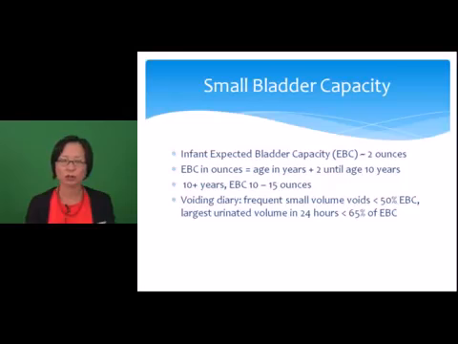So you can determine if somebody has a small bladder capacity by having the family do a voiding diary. Often children with small bladder capacity will have frequent small volume voids, and the volume of these voids tends to be less than half of what their expected bladder capacity would be. And when you track them over a 24-hour period, the largest urinated volume for them tends to be less than 65% of their expected bladder capacity.